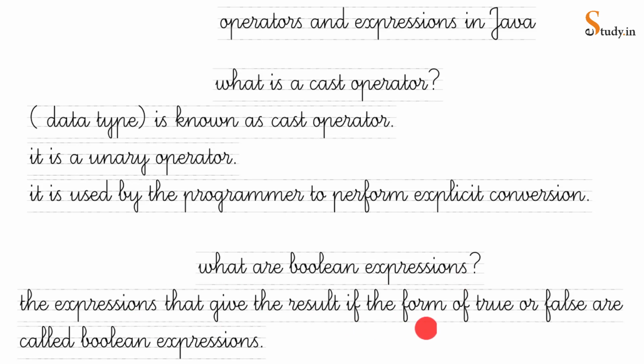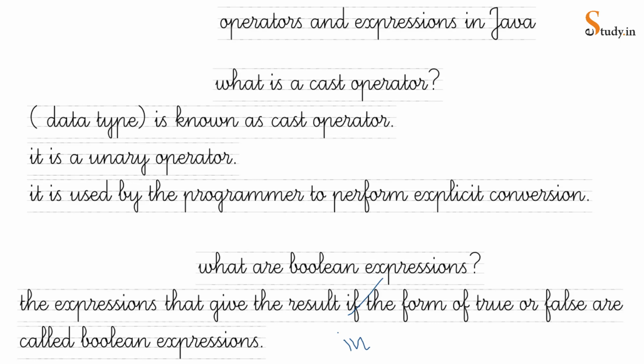What are Boolean expressions? The expressions that give the result in the form of true or false are called Boolean expressions. So the result of a Boolean expression would be either true or false.